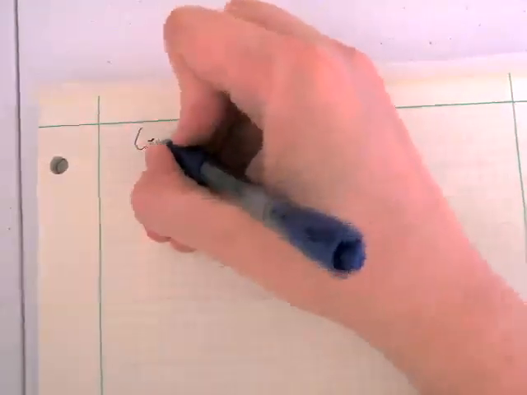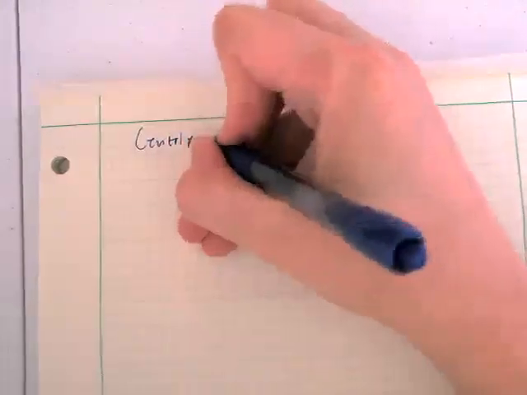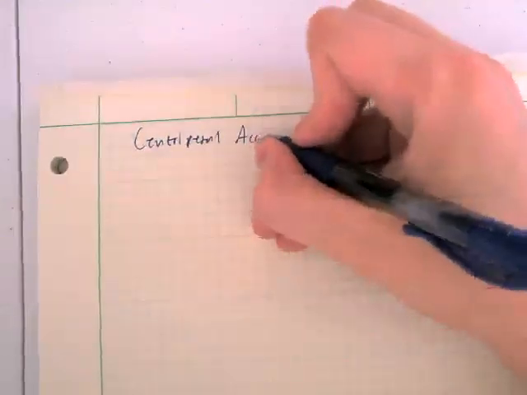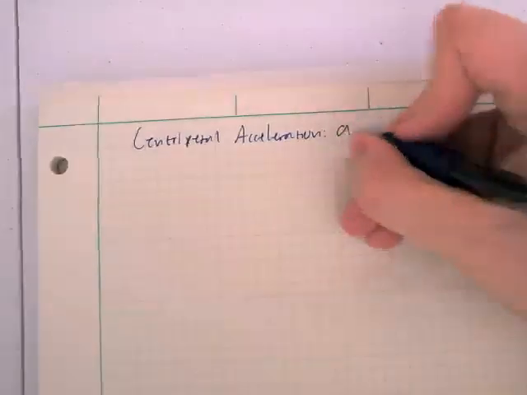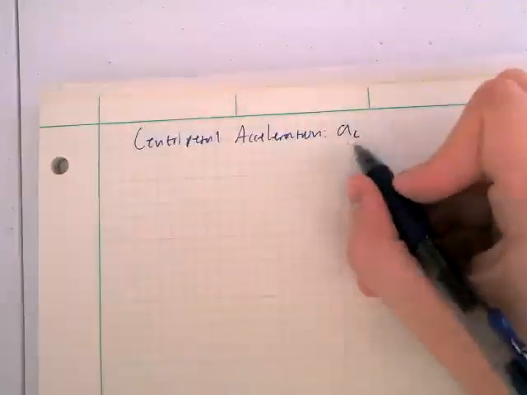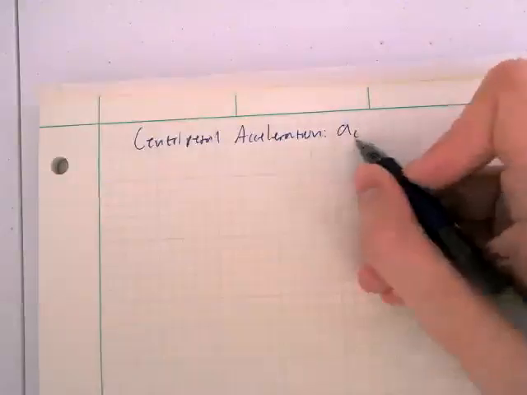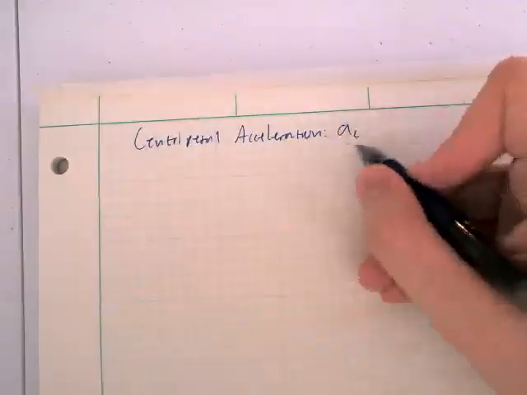So we have our centripetal acceleration, and the symbol that we're going to use for that is A subscript C. So A subscript T is our tangential acceleration. A subscript C is our centripetal acceleration. So let's figure out what that is.